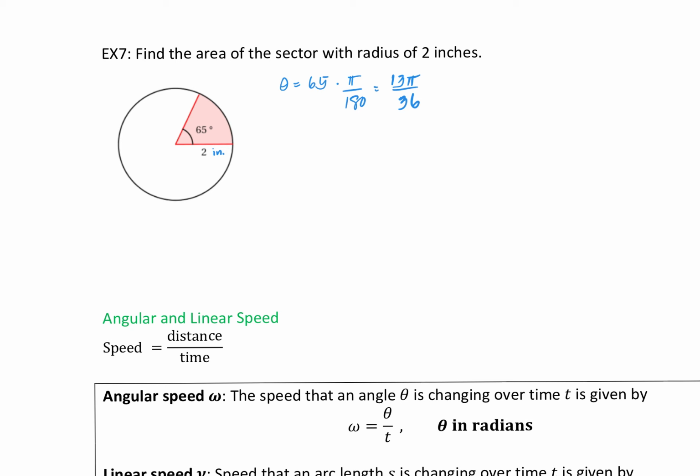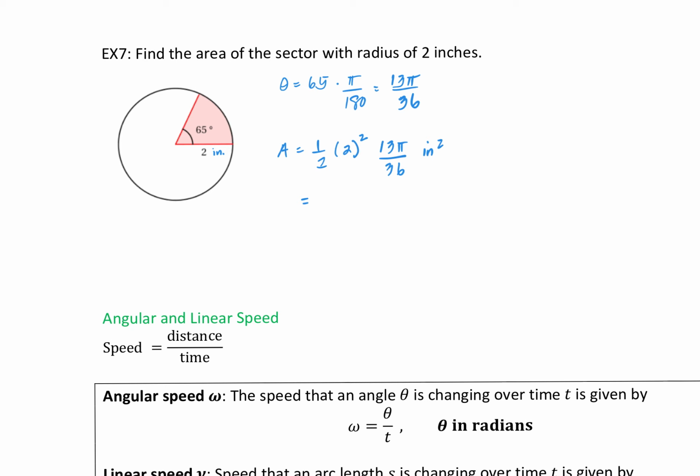And now my area of this sector is going to be 1/2 times the radius, which is 2 inches. I'll add the units on at the end, but it's radius squared, so it's 2 squared. And then we're going to multiply that by theta, which is 13 pi over 36. So don't forget the units here are inches squared. 1/2 times 4 would just be 2. So we get 2 times 13 pi over 36.